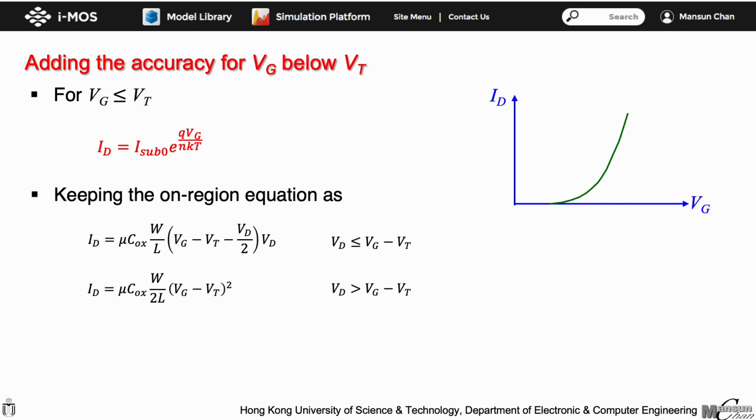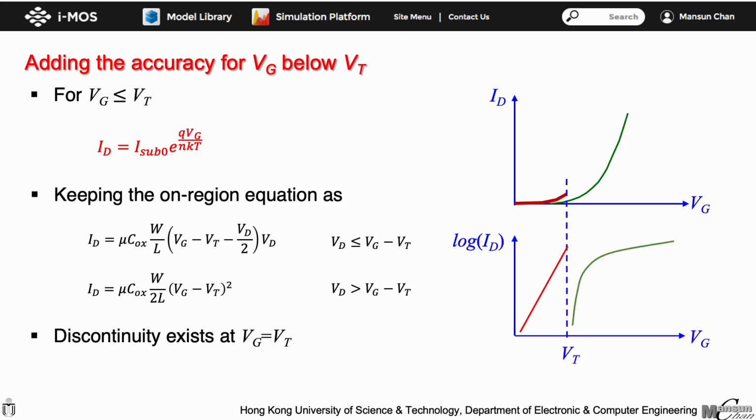With the new equations, we can look at the predicted behavior of the MOSFET with respect to Vg using the earlier figure as a reference. For the region with Vg below Vt, the current is no longer zero, and it is given by the red line shown in the figure. There will be a discontinuity in the current at Vg equal to Vt. The discontinuity will become more obvious when plotting the current in log scale, which is given in the graph below. This kind of behavior is not acceptable, and we have to find a way to remove the discontinuity.